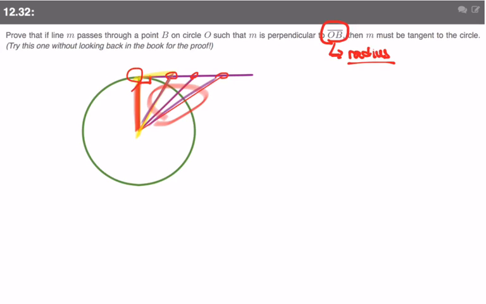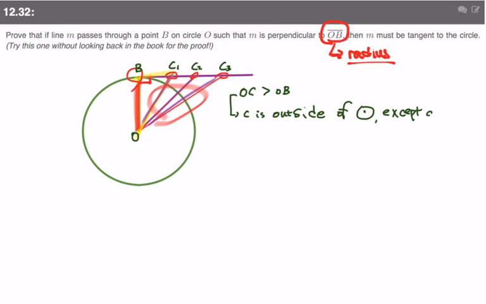In other words, there is only one such point that will get us the intersection between the line and the circle. Since there's only one intersection, we call that tangent. And that's basically what we are saying. OC must be greater than OB. That means C is outside of the circle. Then there's only one point that's on the circle. So that's why we call that tangent.